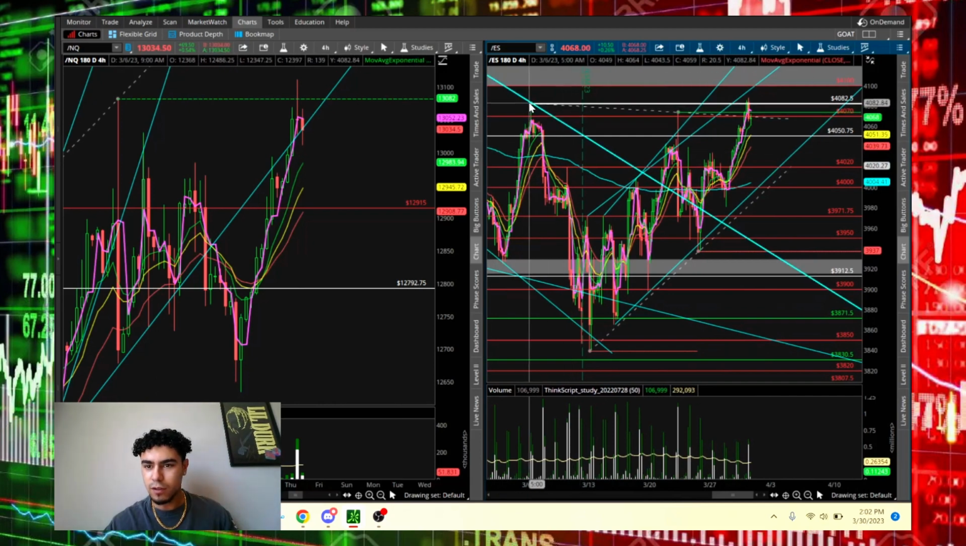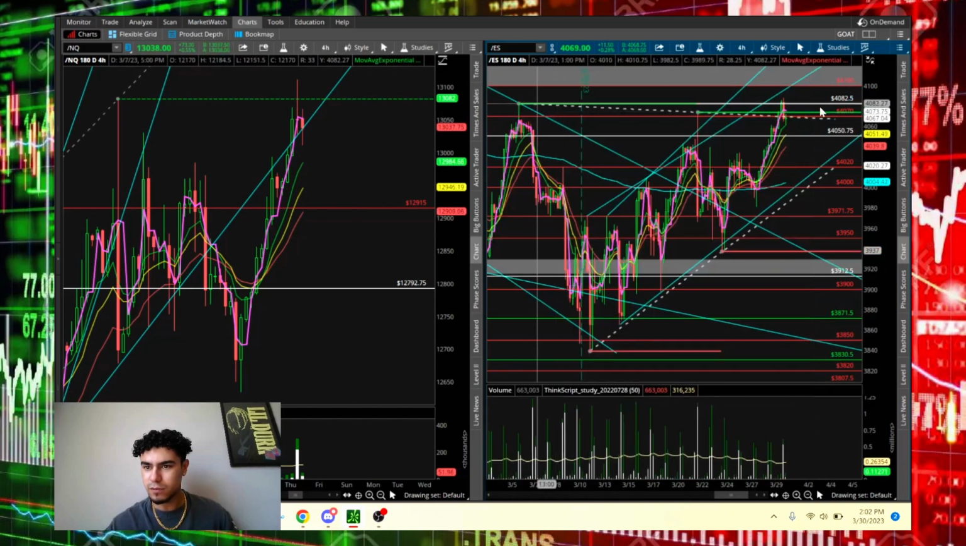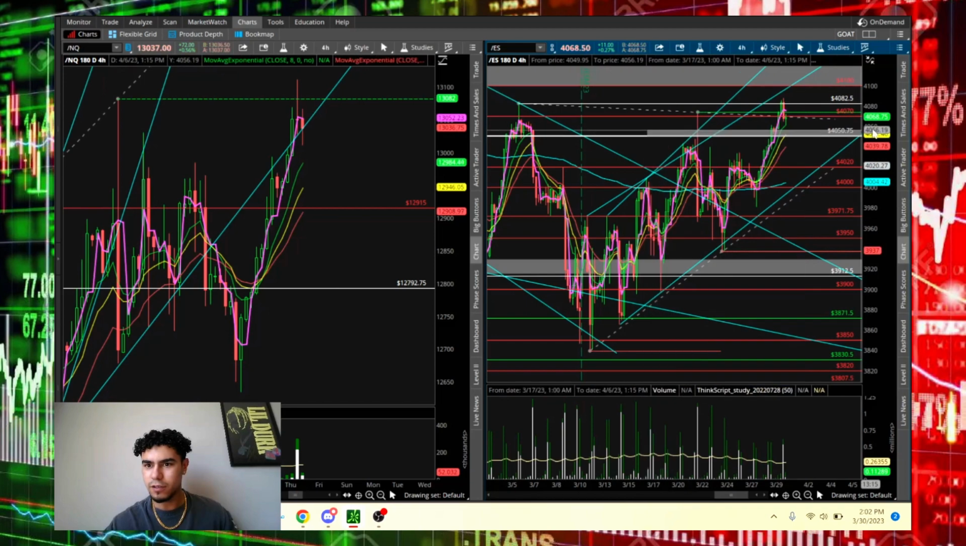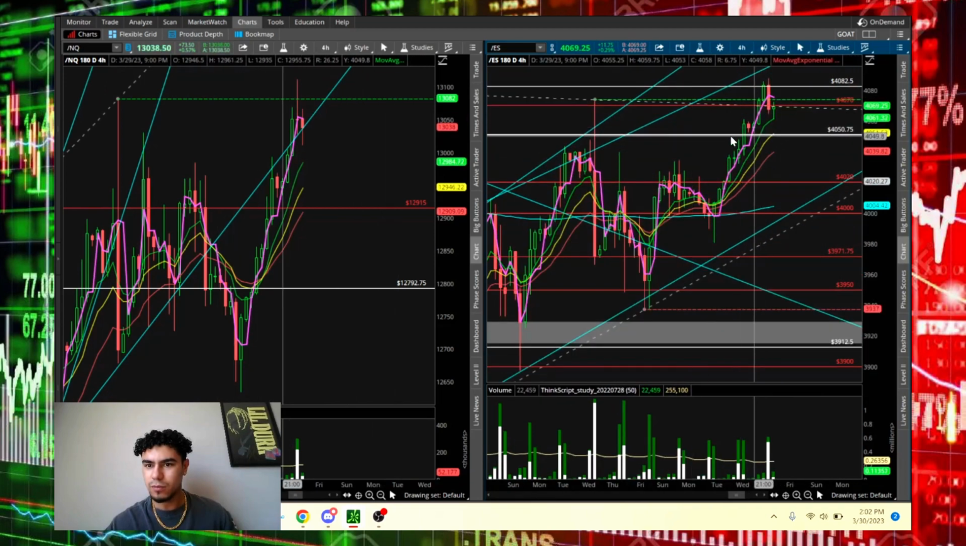ES, yeah, in the morning I was watching around this area, this high. So 4080 to 4100, there's your resistance area, and then bouncing anywhere 4050, 4020. Seems we didn't really move too much, but that's cool.